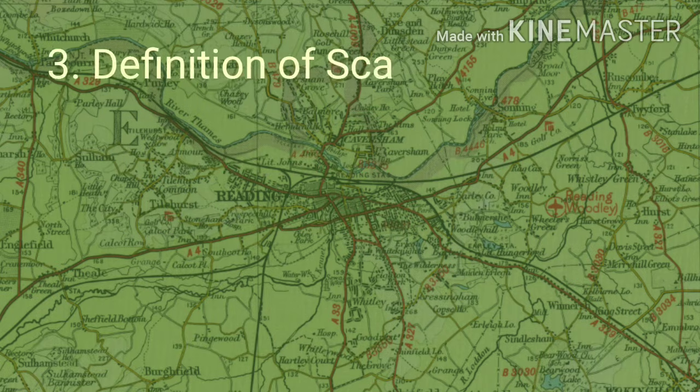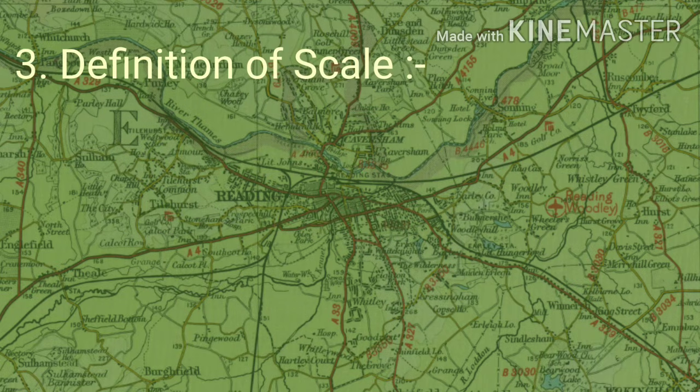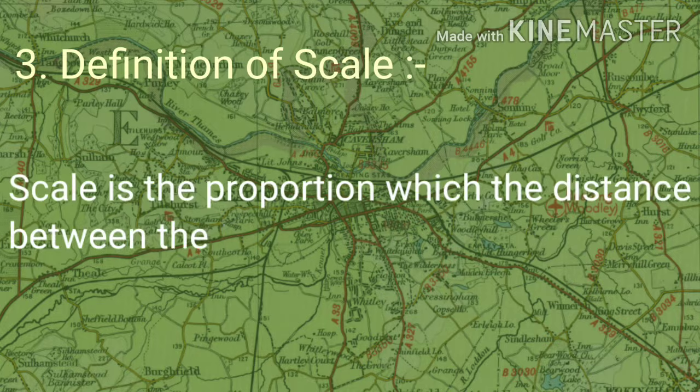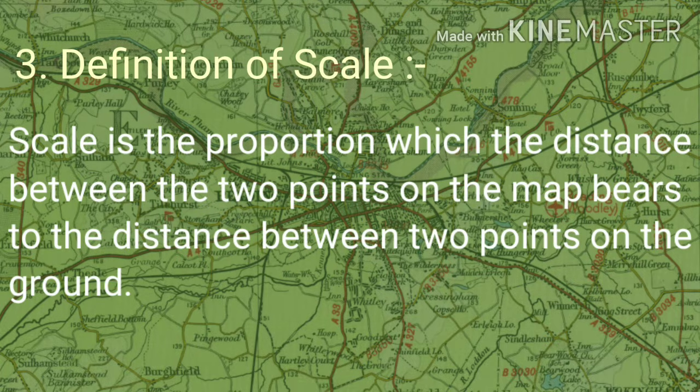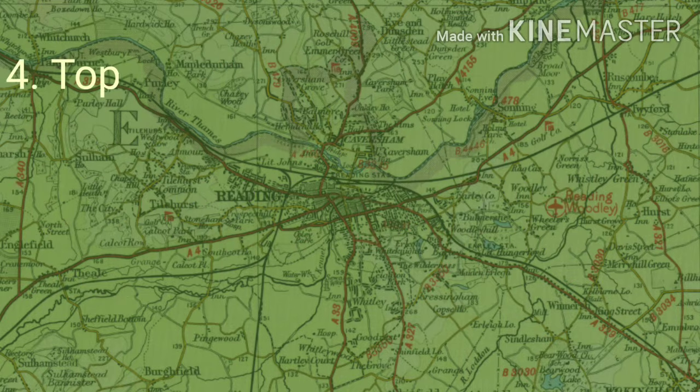അടുത്ത definition of scale. Scale is the proportion which the distance between the 2 points on the map bears to the distance between 2 points on the ground. Then ചില topographical forms നോക്കാം.